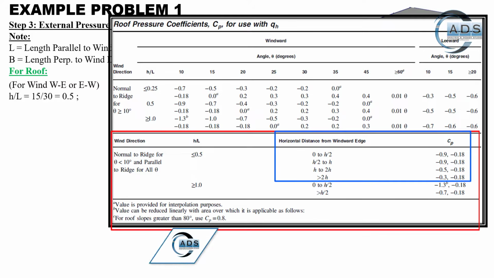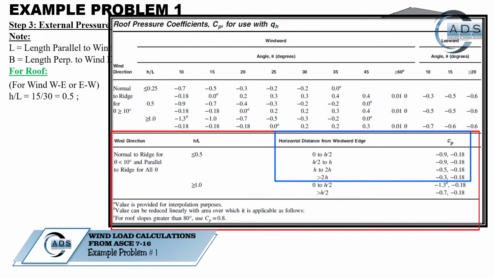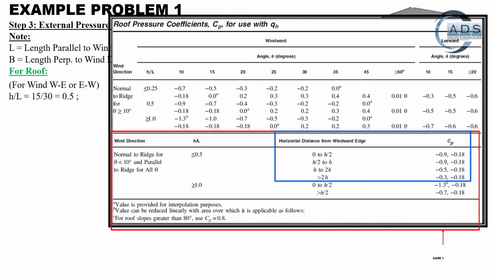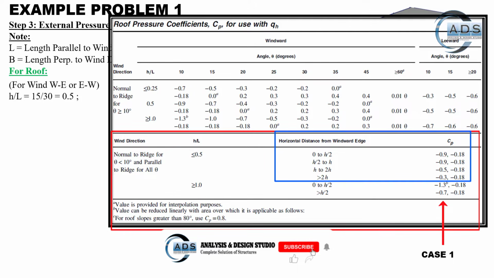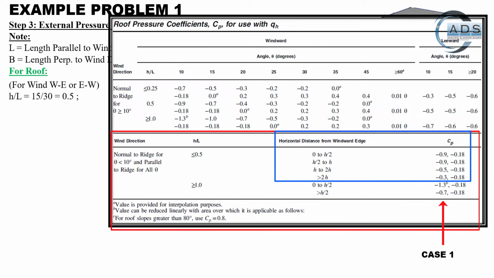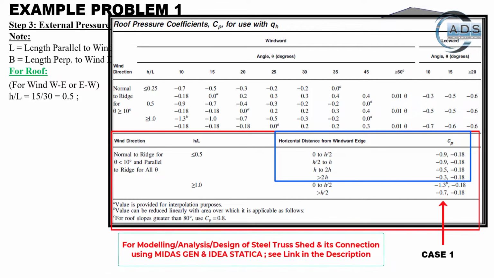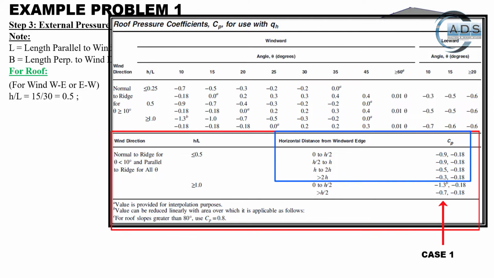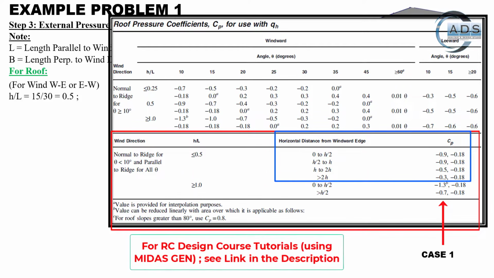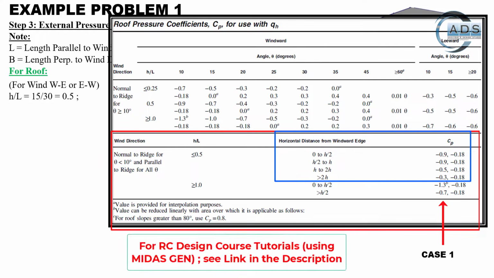So it is written here, from 0 to H by 2, the Cp value to calculate the external wind pressure for case number 1 is minus 0.9. Similarly, for H by 2 to H it is also minus 0.9. Now for H to 2H it is minus 0.5, and for greater than 2H it is minus 0.3. H is the roof mean height. So the complete building will be divided into these 4 regions depending upon the mean roof height.